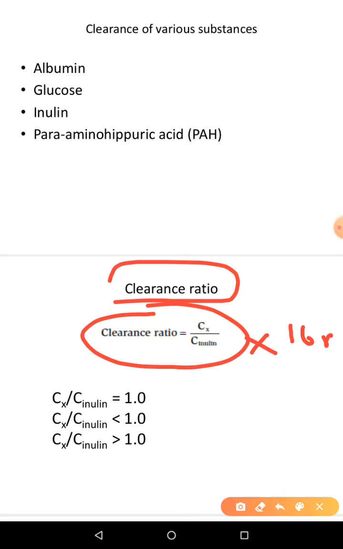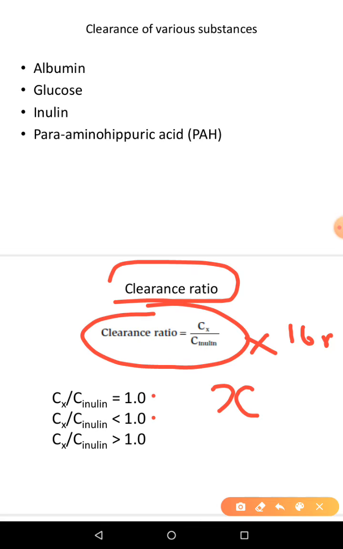So, let's say you have a substance X, and you find that the clearance ratio of this substance compared to inulin is 1. What does it mean? It means the clearance of X equals the clearance of inulin. So this substance must be a glomerular marker. It can be used as a glomerular marker because this substance is 100% filtered, but it cannot be reabsorbed, it cannot be secreted.